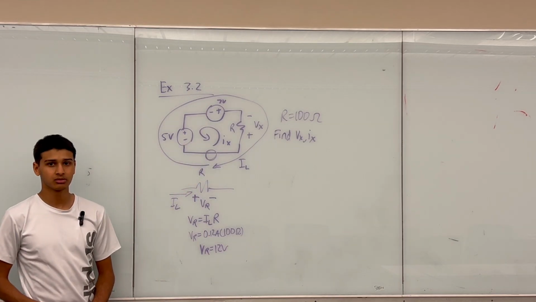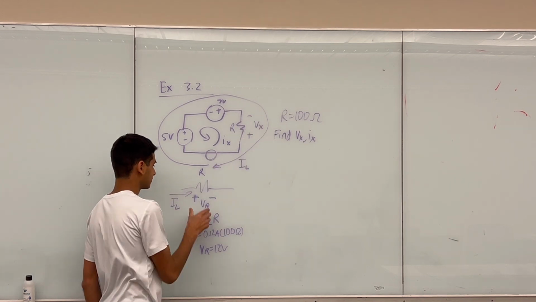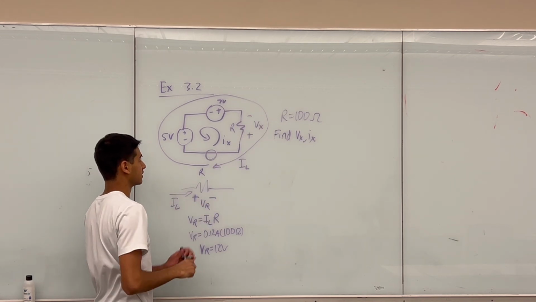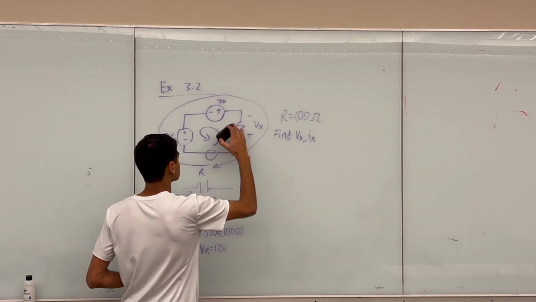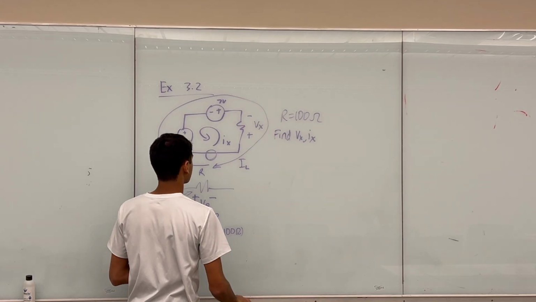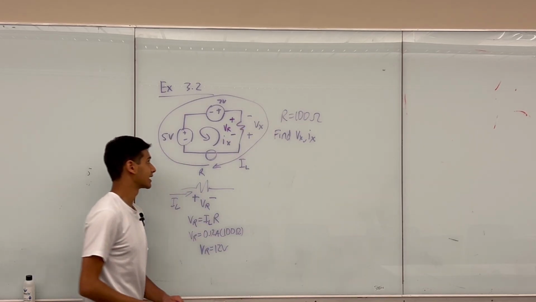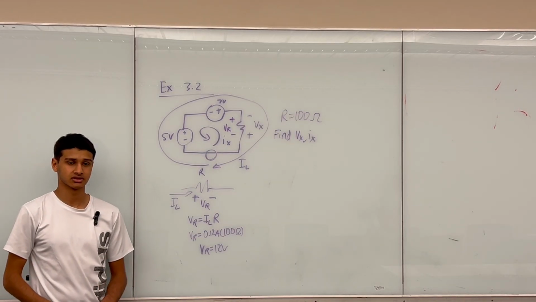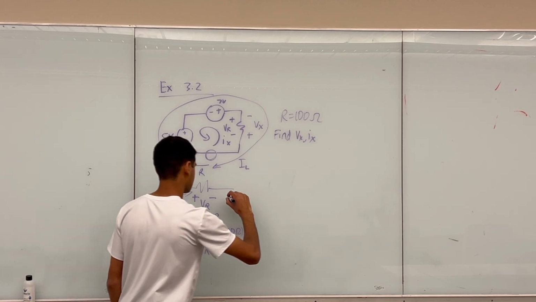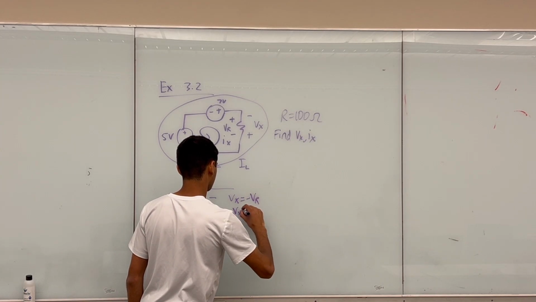However, what the problem says is that Vx is facing this way. Vr is facing this way. If I were to write it on the circuit, it would be like this. I'll erase this. As you can see, Vr and Vx are facing in opposite directions. So all that tells me is that Vx equals negative Vr. So Vx is going to be equal to negative 12 volts.